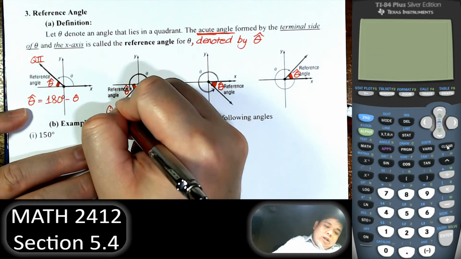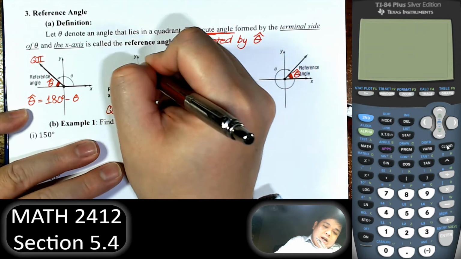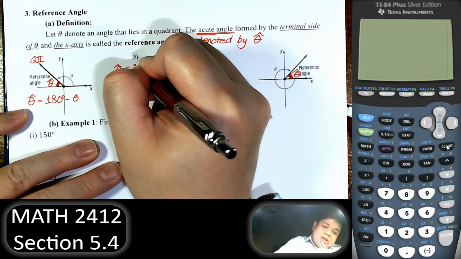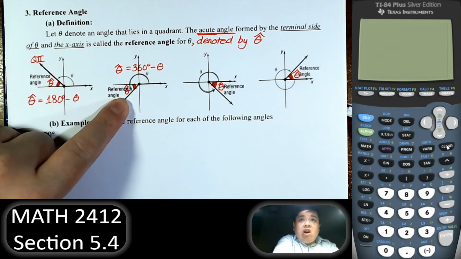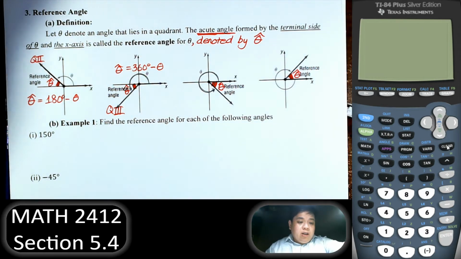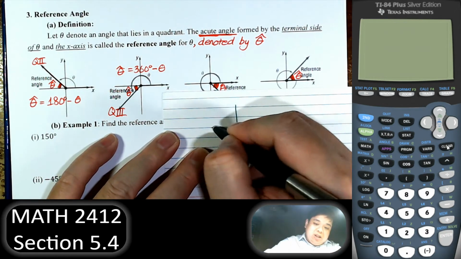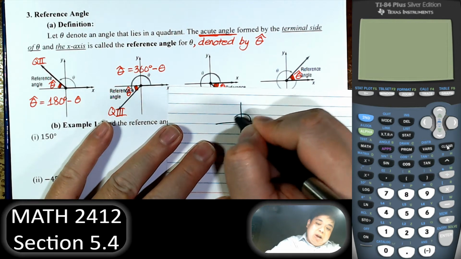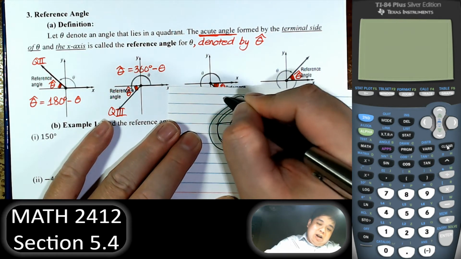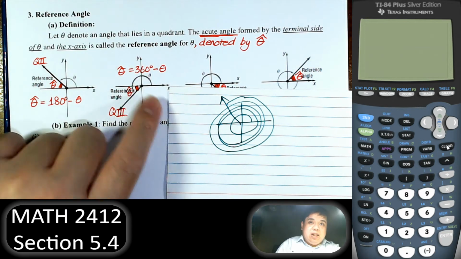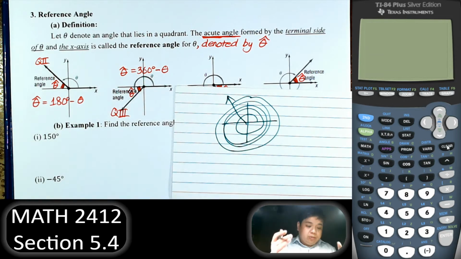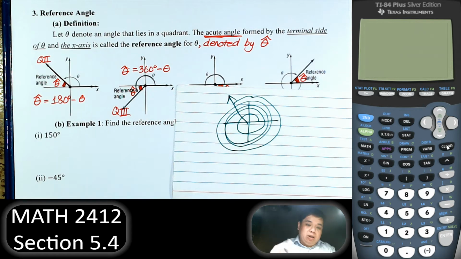Now in quadrant 3, the reference angle is equal to theta minus 180 degrees. By the way, of course, we only talk about the reference angle where the angle is between 0 and 360. If we talk about an angle that goes a lot of revolutions around, then that might not be the case. If we go a bunch of revolutions around, we should subtract 360 until we have an angle that is between 0 and 360. Then from there we determine the reference angle.